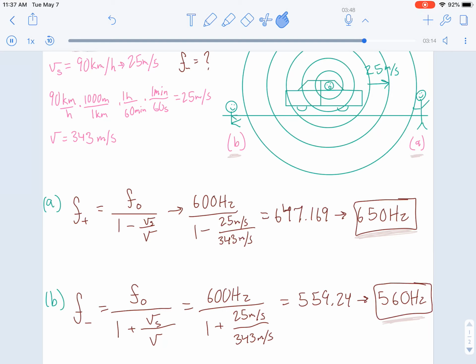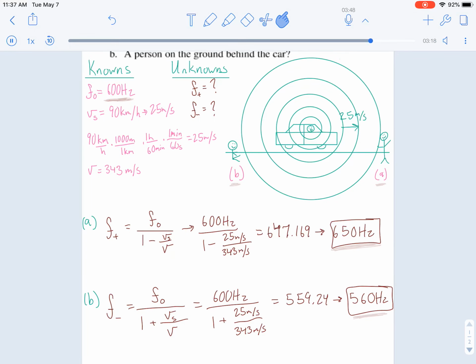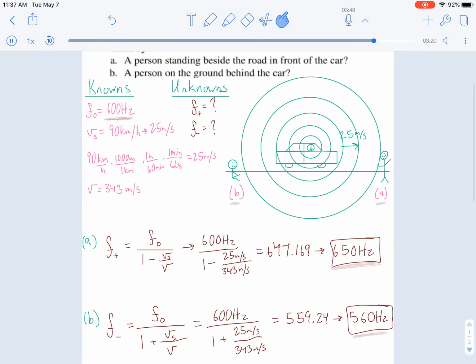Okay. So now we look back to make sure this would make sense. The frequency of the person standing in front of the car, which would be this person, is 650, which is larger than the actual frequency, which makes sense. And then the frequency of the person standing behind the car is 560, which is less than the actual frequency of 600, which also makes sense. So that is my pencast.